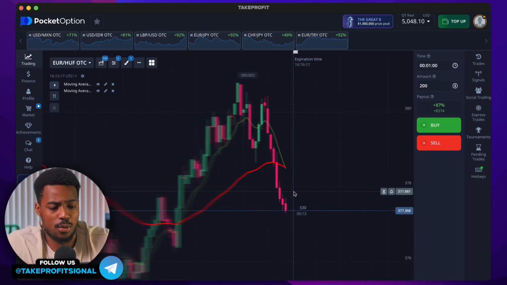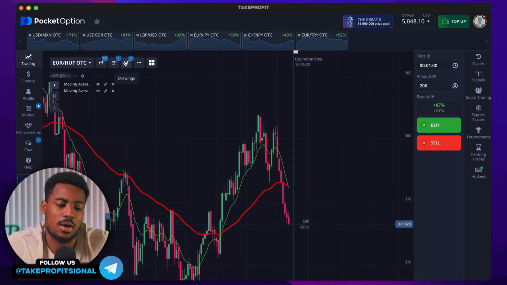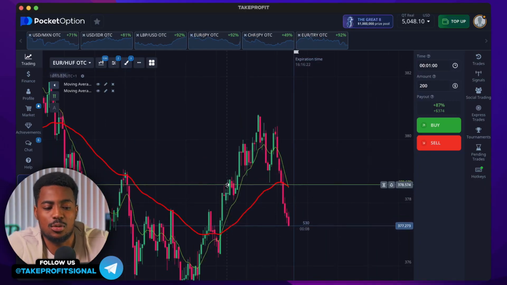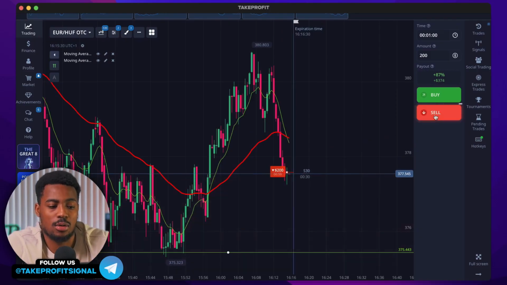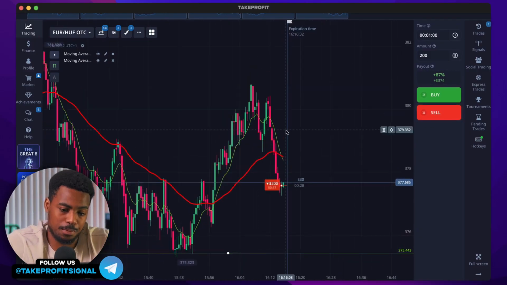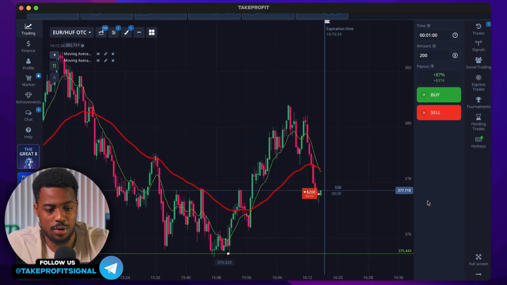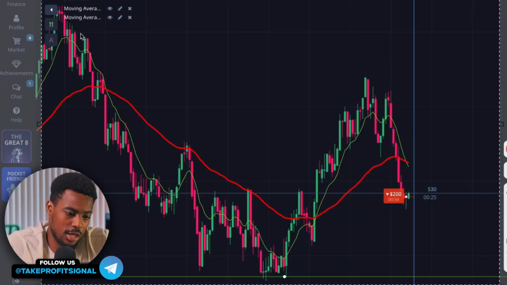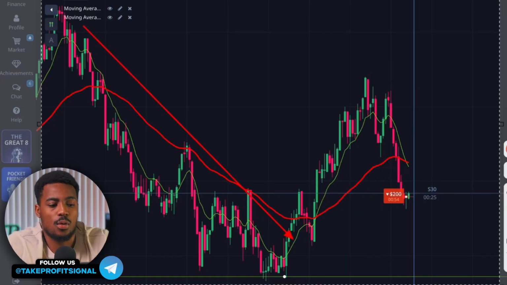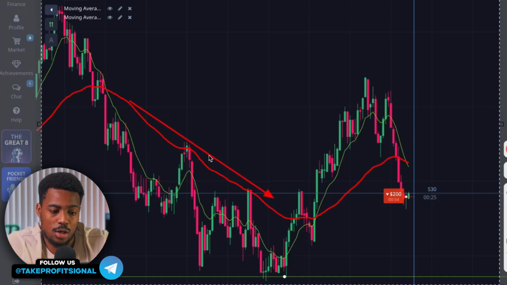I believe that now we have a good opportunity to open a down trade. And let me tell you why and how to repeat it. Let's go ahead and open a 1 minute down trade in 3 seconds. Look, first of all, we are looking for an asset that has a pronounced trend. That is, here we had a downward trend. We see that both lines, we have 2 indicators, are decreasing, the red indicator and the green indicator.